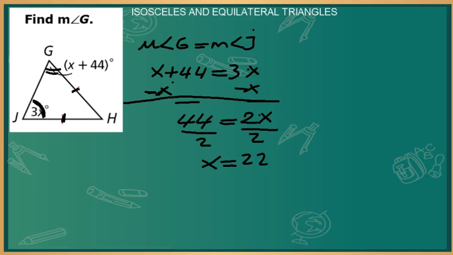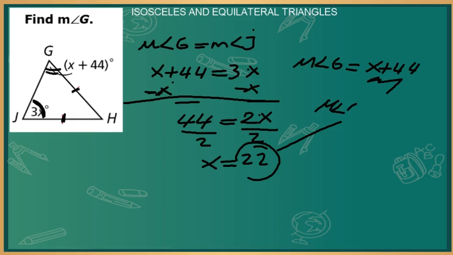But this question is actually asking us to find the measure of angle G. It's given as x plus 44, and we found that x is equal to 22. So I'm going to take this number 22 and plug it in for x right here. The measure of angle G is going to be equal to 22 plus 44. So 22 plus 44 is equal to 66. That's the measure of angle G. That's our first problem. Then let's get to the second problem.